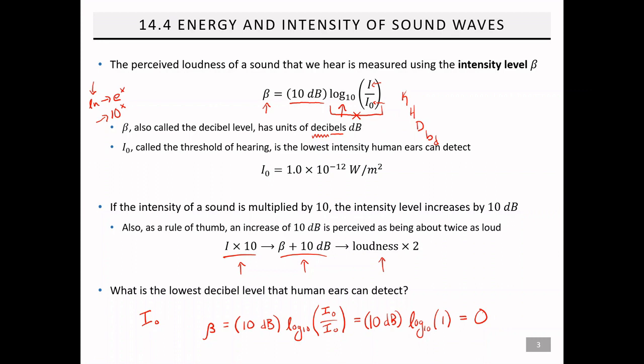You can also plug that into your calculator. It should also give you 0. So then the lowest decibel level that human ears can detect is 0 decibels. This is not a coincidence, as you can imagine. The decibel level is based on human hearing, so it starts at the lowest that humans can hear.